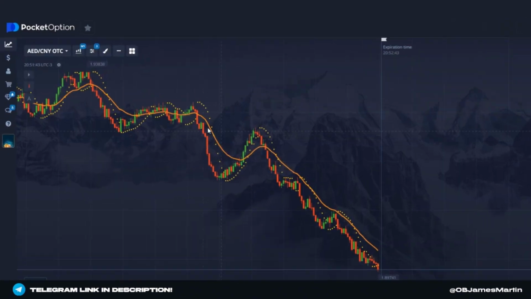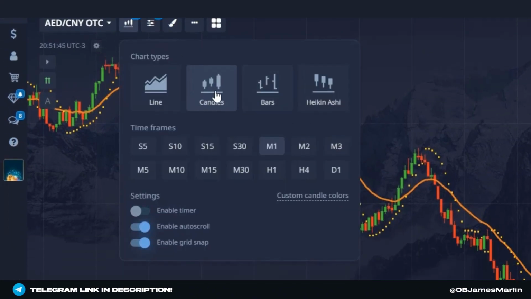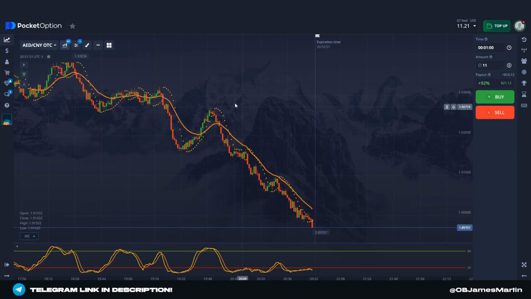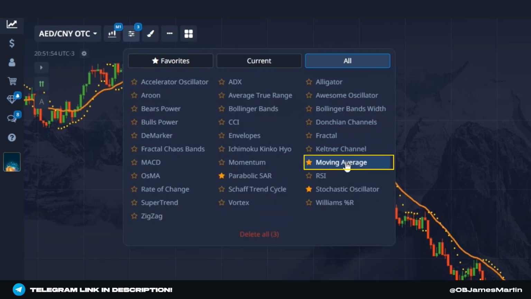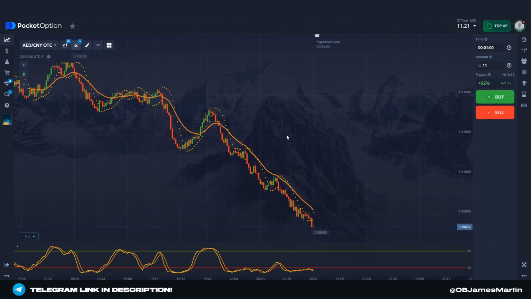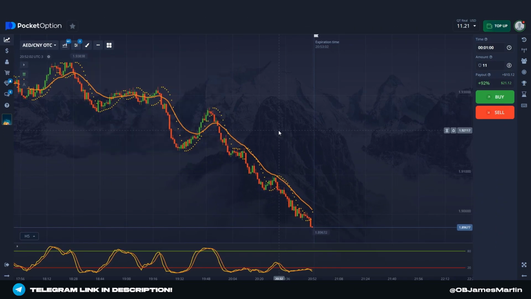So we're going to use the classic candles, with a time frame of 1 minute, or M1. In the indicator section, I would choose moving average, parabolic SAR, and stochastic oscillator. Guys, I looked at the instructions right here and just repeat everything in order.